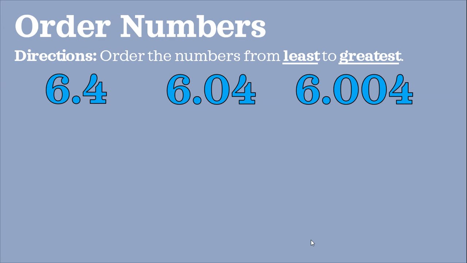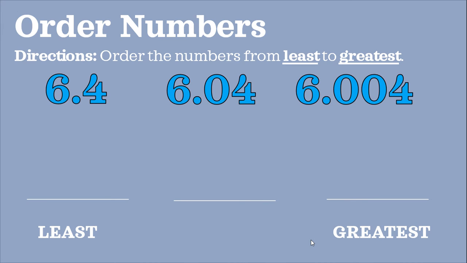Let's try ordering these numbers from least to greatest. Remember that least means the smallest number and greatest is the biggest. We're going to start by comparing the biggest place value. In all three numbers, the biggest place value is the ones place. We can see that there is a 6 in all ones places, so we're going to move on to the tenths place. Notice here we have a 4 in the tenths place, a 0 in the tenths place, and a 0 in the tenths place. We can see the 4 is different in the tenths place compared to the 0.